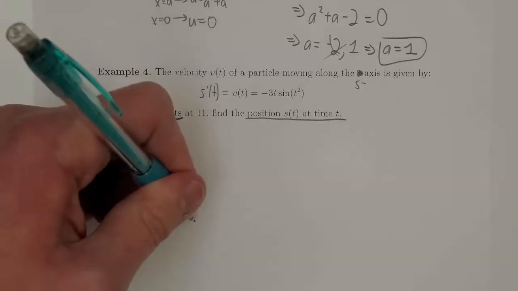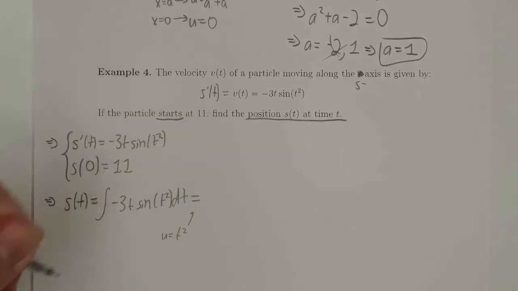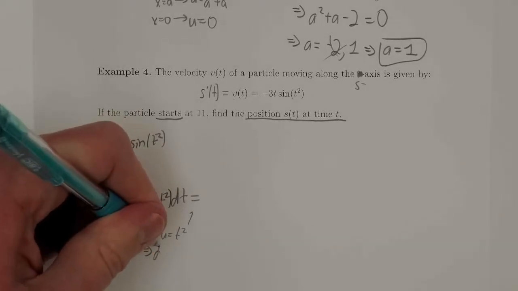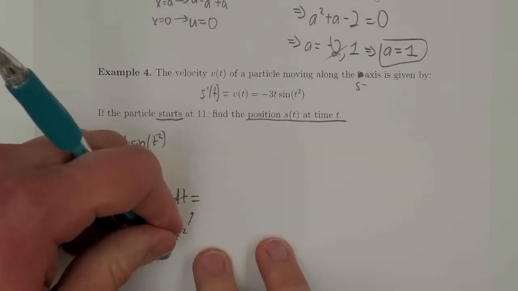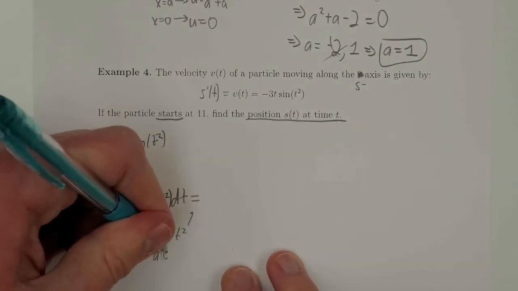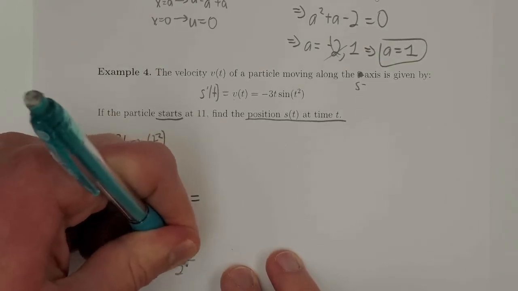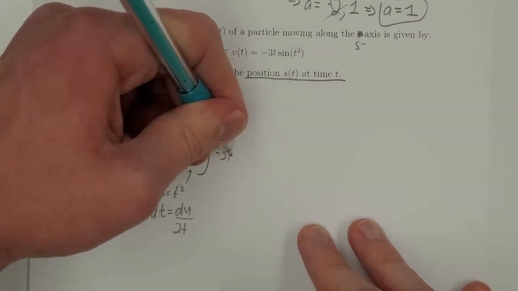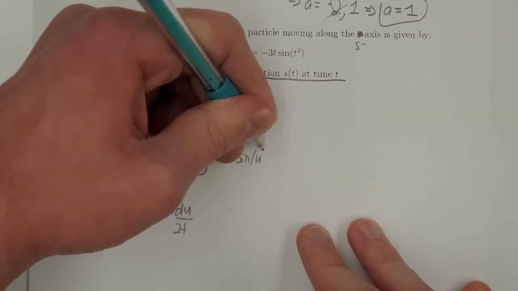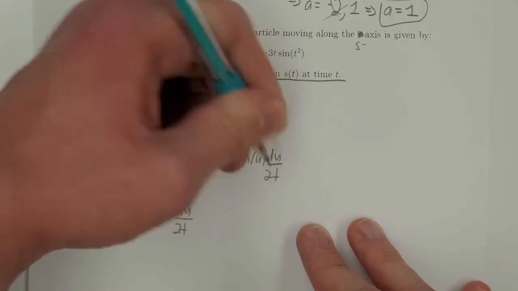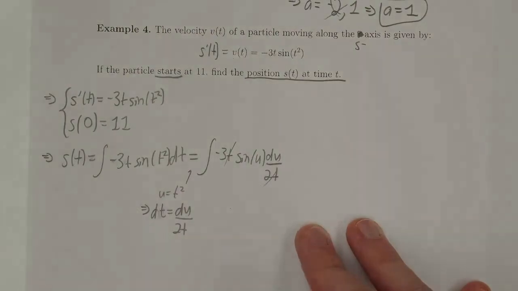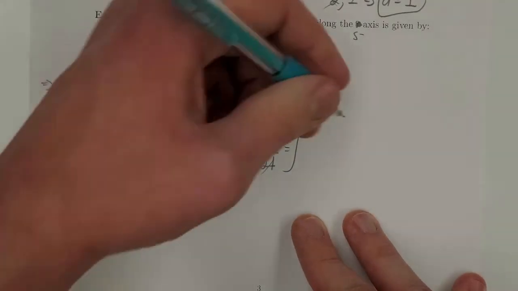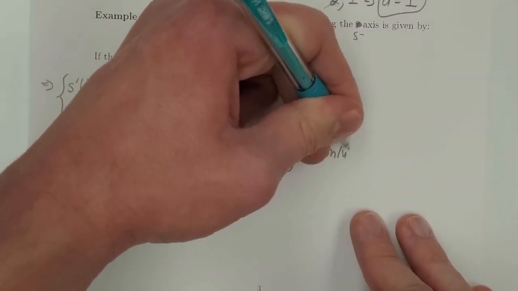Yeah, just t squared, right? So that's equal to u. And then from there, I'll just skip an extra step and say that in this case, if you take the derivative and then solve for dt, you should end up with du over 2t. Okay? So doing that, we end up with negative 3t times sine of u times du over 2t. So what you notice is that the t's cancel each other out. And so we end up with negative 3 halves times sine of u du.